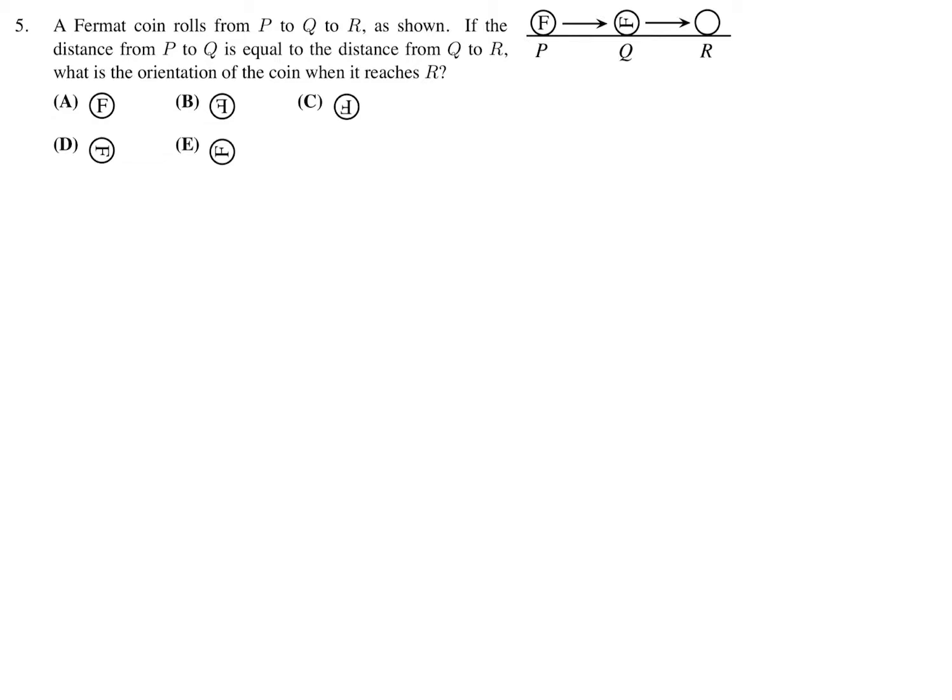A Fermat coin rolls from P to Q to R as shown. If the distance from P to Q is equal to the distance from Q to R, what is the orientation of the coin when it reaches R? All right. It looks like, well, how do I explain this? It's going obviously from here to here, right?